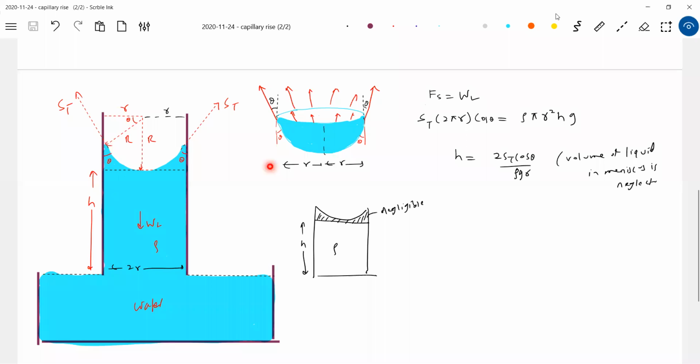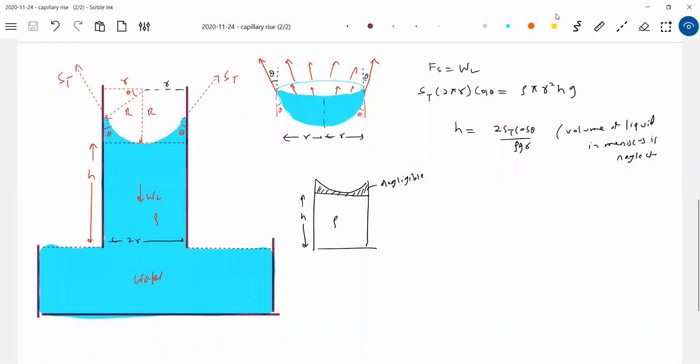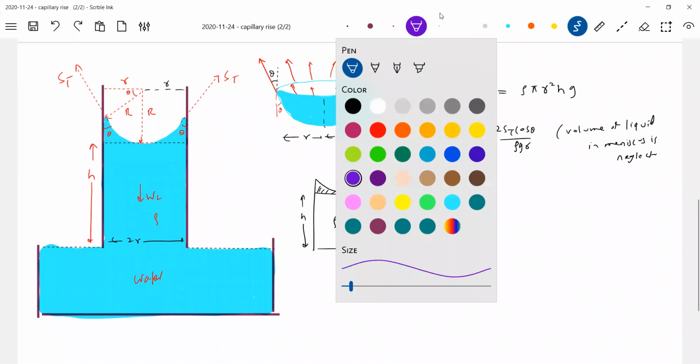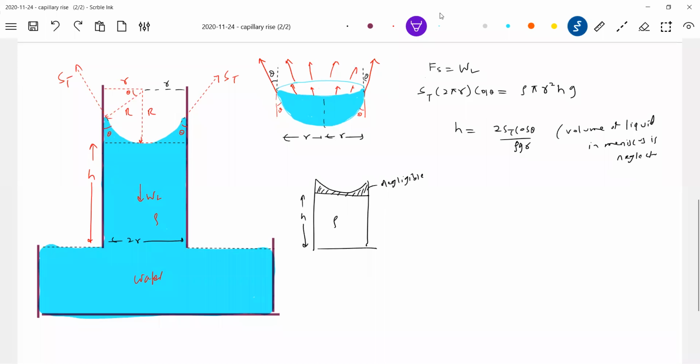So what is the equation I should write? The weight of the liquid column is balanced by the force due to surface tension acting at the meniscus. Will that surface tension act inside the liquid or only on the free surface? Only on the free surface, no? So what is the free surface? This is our free surface. I should show it with a thick line. This concept is very important. Okay, this is the free surface.